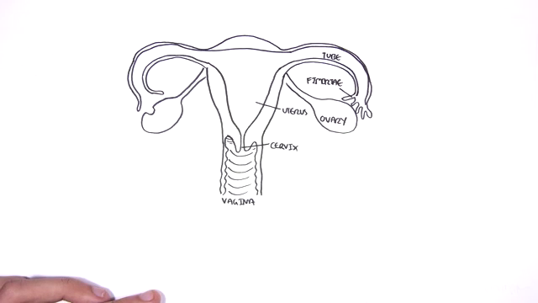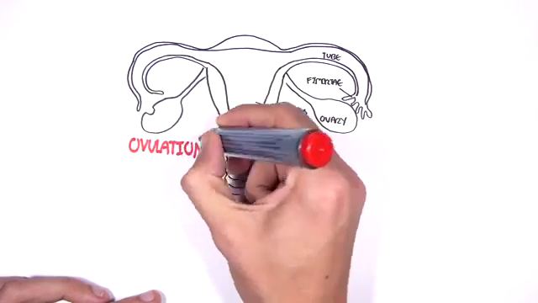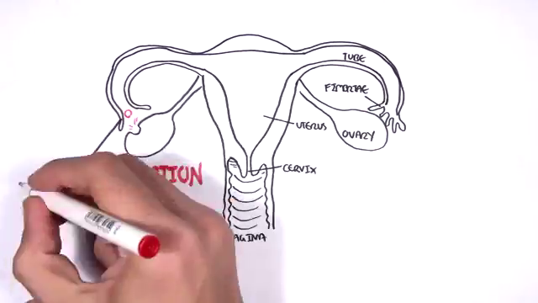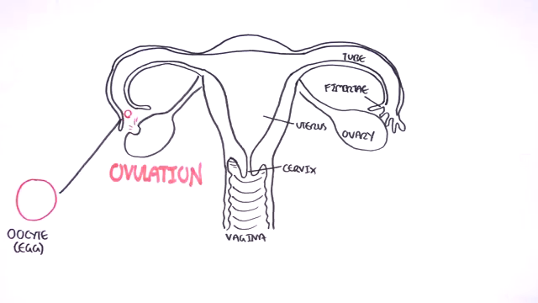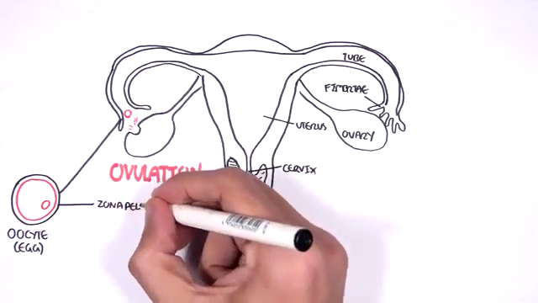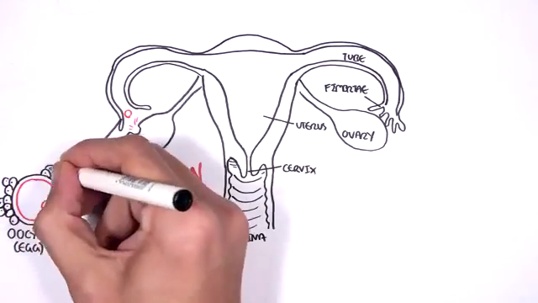Women go through a cycle called the menstrual cycle each month, where they ovulate and release an egg called an oocyte. This process is called ovulation. Here we have the oocyte, which is surrounded by a thick protective membrane called the zona pellucida. And surrounding the zona pellucida are cells of the corona radiata.